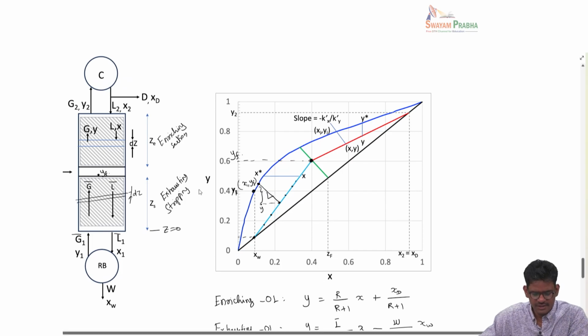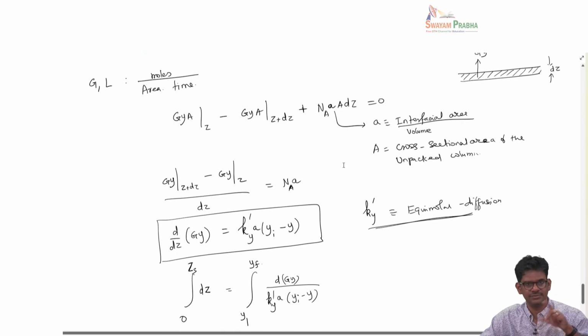So if you look at this exhausting section, it is straightforward like we did before. And now what we need to do from ZS to the top of the column, that is the enriching section. So we have to write a set of equations for the enriching line also, because the operating line is different. For the exhausting line, the operating line is this light blue line, but when we do this enriching section, the operating line has to be the red line. So that distinction has to be made.